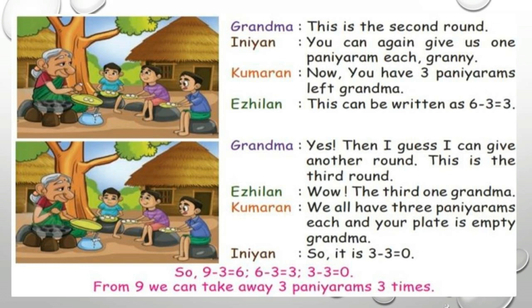Grandma said, "Yes, then I guess I can give another round. This is the third round." "Wow, the third one, Grandma," said Erilan. Kumaran said, "We all have 3 paniyarams each and your plate is empty, Grandma. So it is written as 3 minus 3 is equal to 0." So 9 minus 3 is equal to 6, 6 minus 3 is equal to 3, 3 minus 3 is equal to 0. From 9 we can take away 3 paniyarams 3 times.